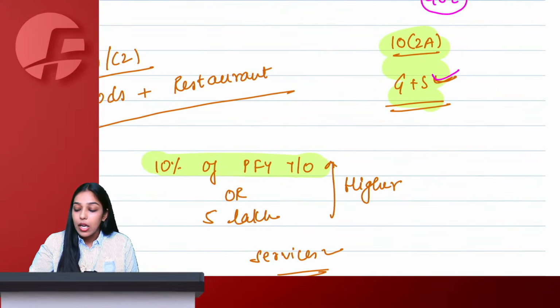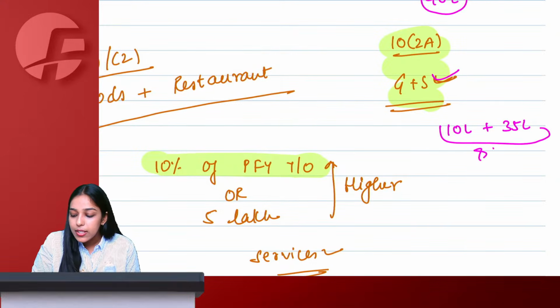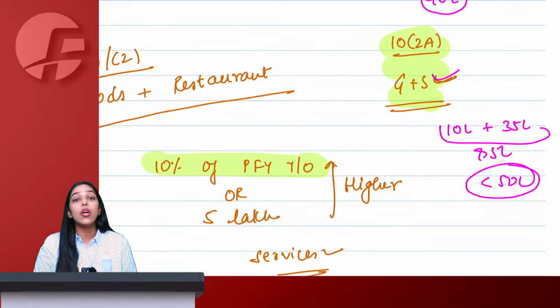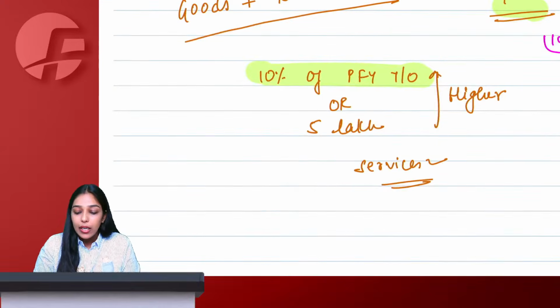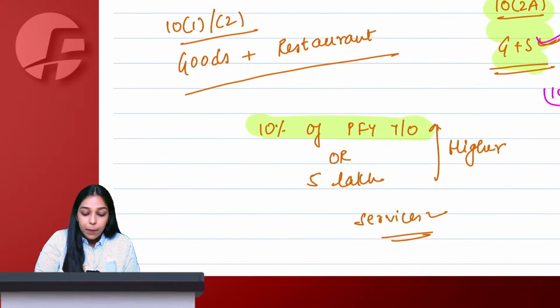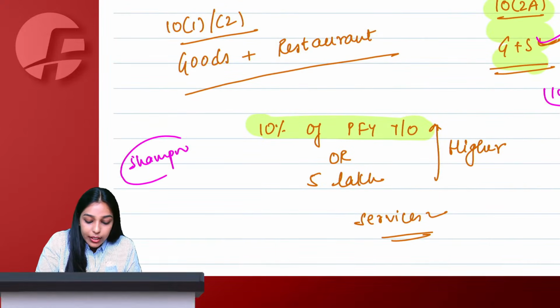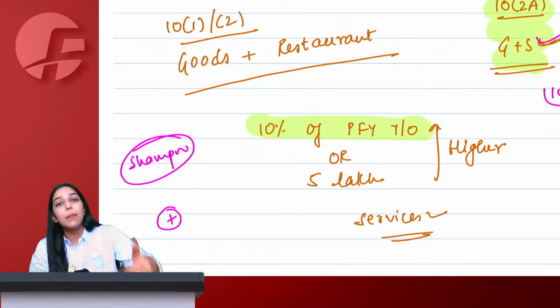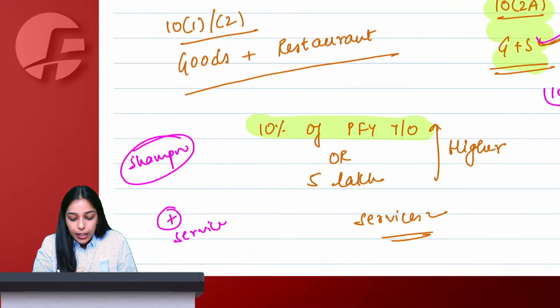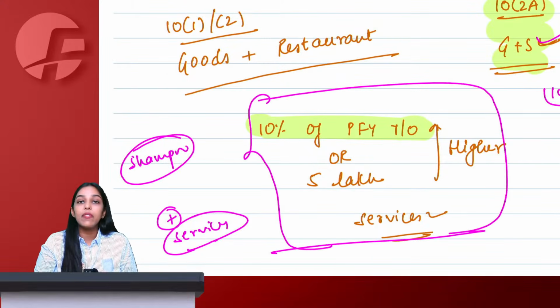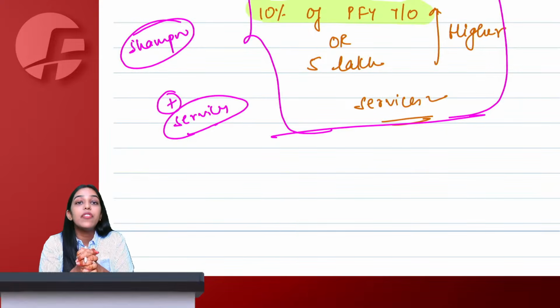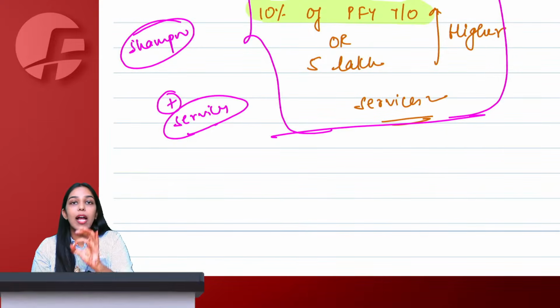So what happened next year? His hairstyling turnover was only 10 lakh, and shampoo turnover became 35 lakh. Still the total is below 50 lakh. It is okay. Under 10(2)(a), he can supply goods, absolutely no problem. But under 10(1), 10(2), let's say he is dealing in shampoos only already, plus now he wants to start providing hairstyling services. Can he do so? Yes, but up to 10% of preceding financial year turnover or 5 lakh, whichever is higher, and the aggregate of everything should be up to 75 lakh or 1.5 crore, which is the main limit. Can anyone tell me why?